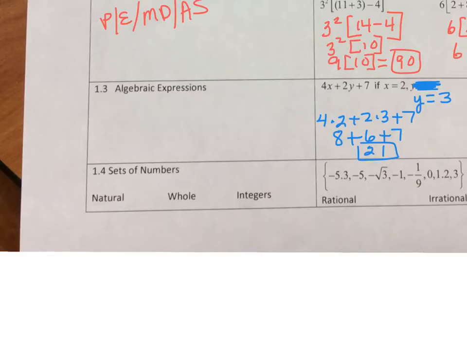Let's move on to section 4 then. The big topic out of section 4 was sets of numbers. So before we tackle the problem, maybe we should go down here on my screen and review what we said about sets of numbers. Okay, and here's what we said.